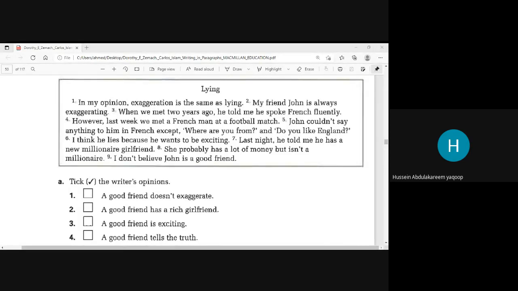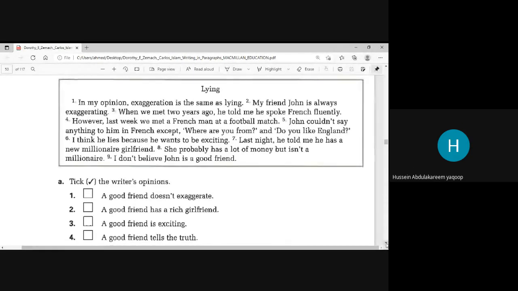Now, what about the concluding sentence? Do we have any here? Fatma Jabbar. I don't believe John is a good friend. So this is the concluding sentence. The writer or the speaker believes that since he is a friend who lies always and exaggerates everywhere he goes, the result is that that friend is not that good one.